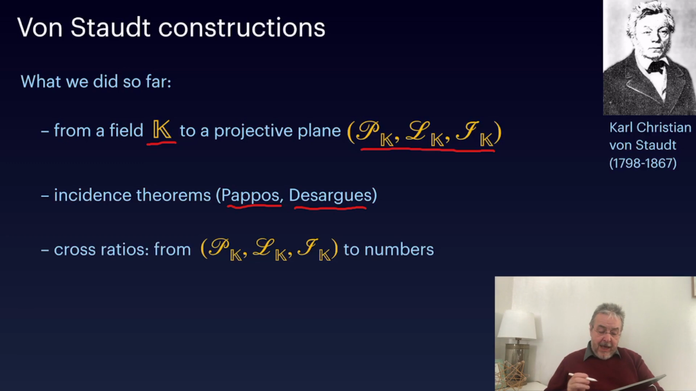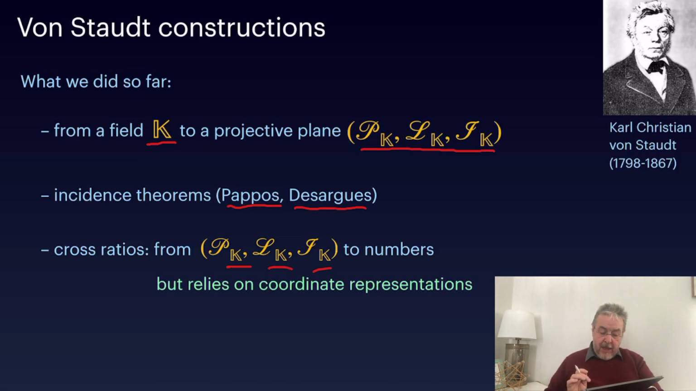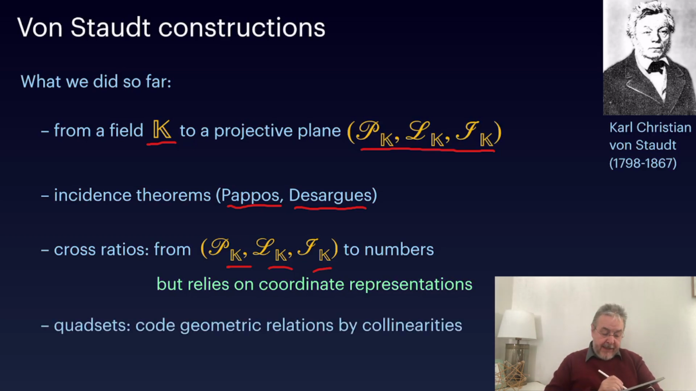Another thing we did, I introduced cross ratios. They were invariant properties or invariant measures in projective spaces. They helped us to get from a set of points to certain numbers. And again, we had to do that by doing calculations, so again, we relied on our field. And then I gave you the notion of quadrilateral sets. That was a nice geometric property.